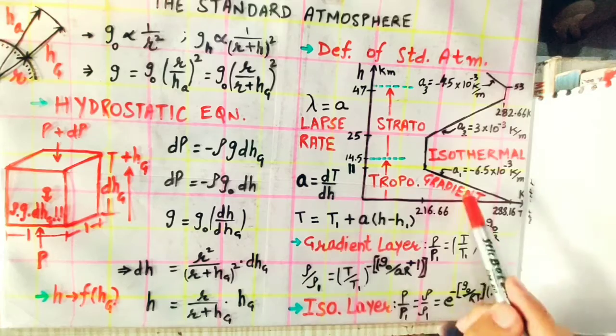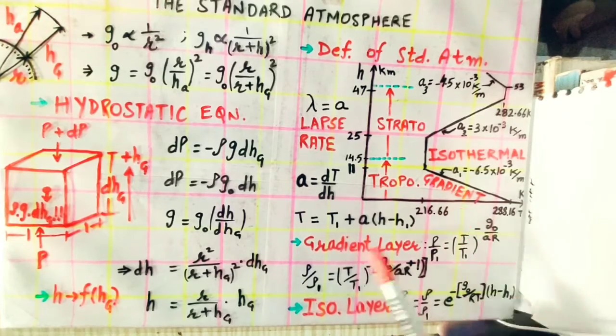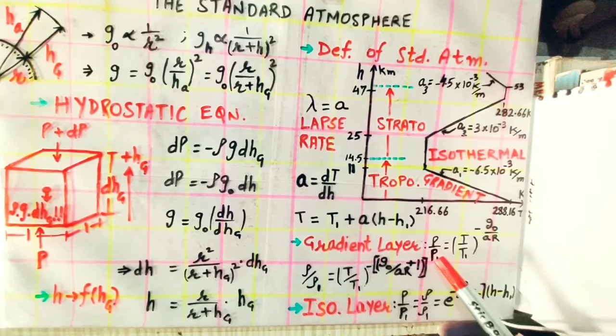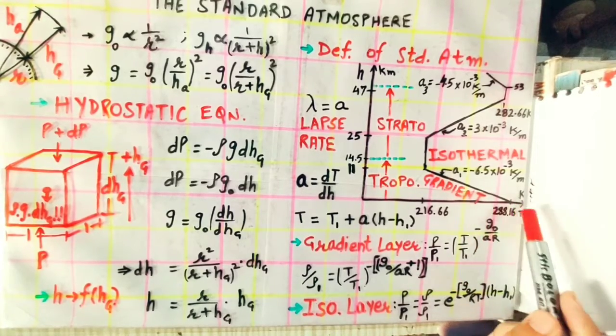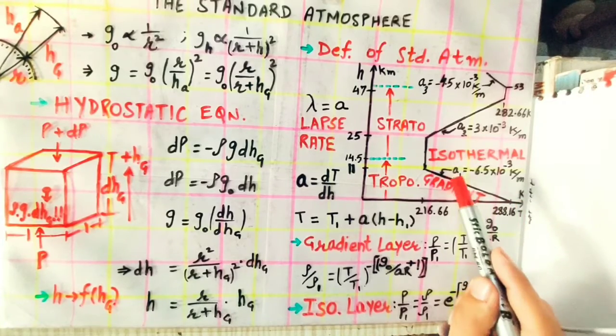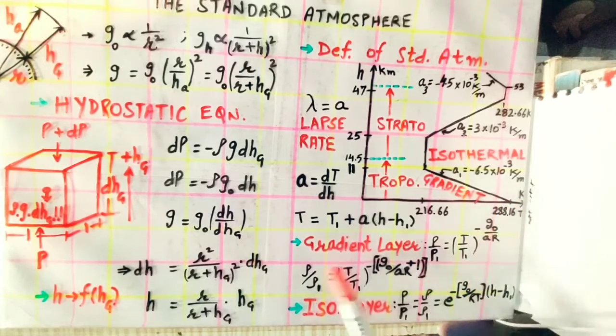And starting from this gradient layer from the lowermost surface, sea level, we want to compute the pressure and density ratios, variations actually. If we know pressure at any point P1, and we want to compute pressure at another point, how can we compute? Or we want to compute density at another point, how can we compute? So these are the formulas through which we can compute.